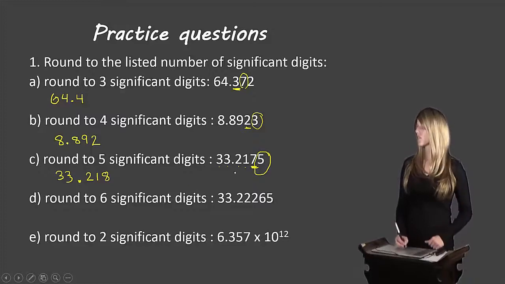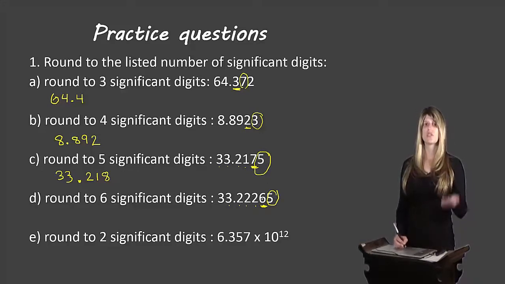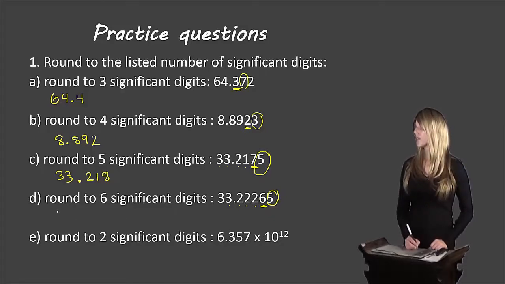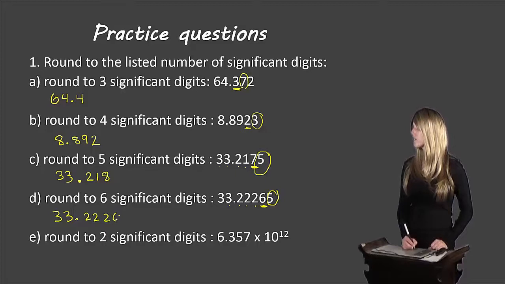Our next question wants us to round to 6 significant digits. 1, 2, 3, 4, 5, 6. So the 6 is our rounding digit. We look next door and there's a 5 again. So we need to know if we should round up or round down. So let's look back at our rounding digit, which is the 6. 6 is even, which means we round down. So in this case, we would leave the 6 as it is. So we end up with 33.2226.